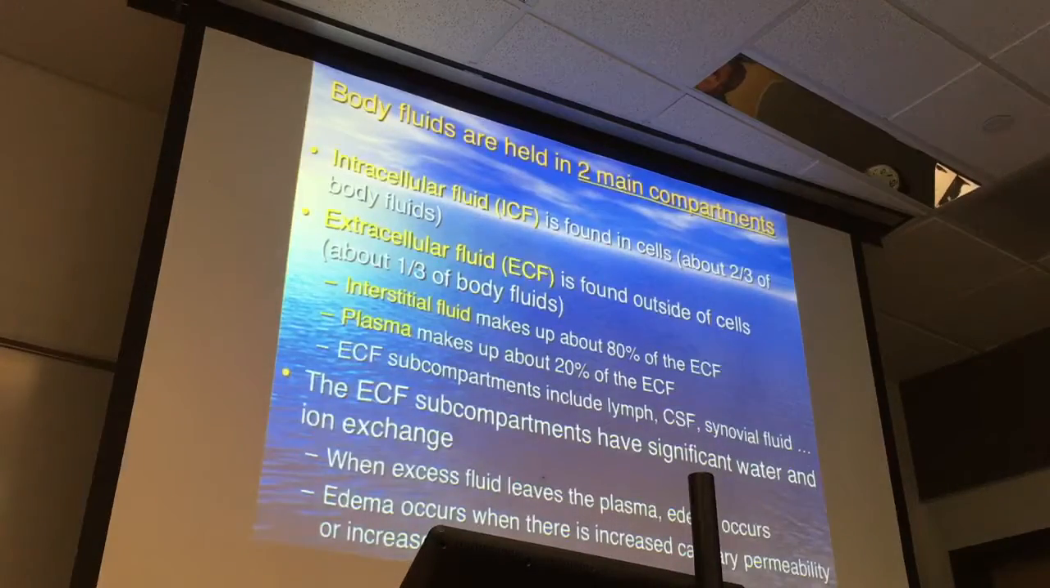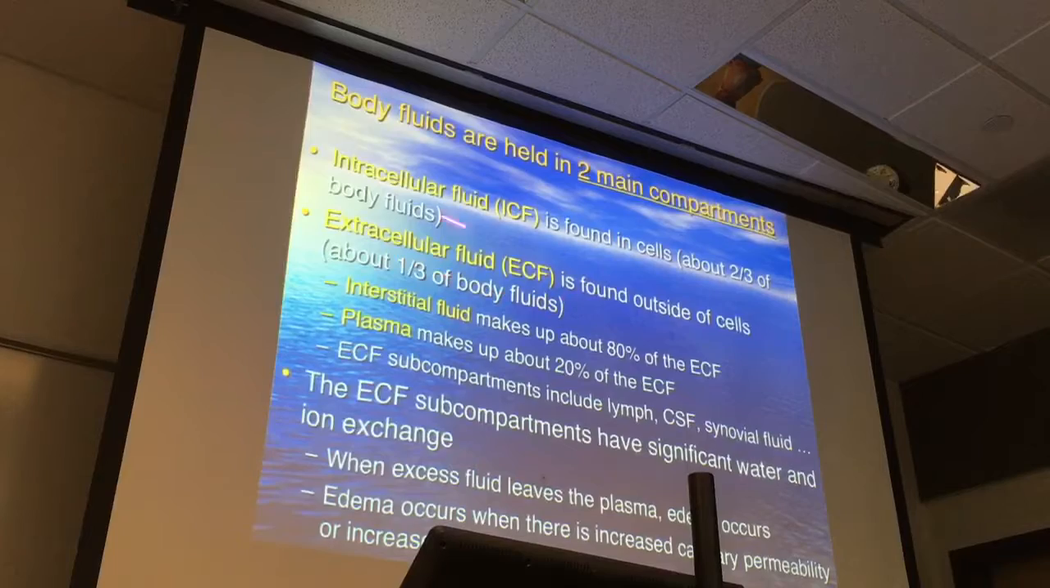Okay, now, your body fluid is held in two large compartments, fluid inside of cells and outside of cells. The fluid inside of cells is the intracellular fluid, okay? About 2/3 of all the water in your body is inside of cells. That would tell you that this compartment inside of cells is about twice the size of the extracellular fluid. It's about twice as much, okay?